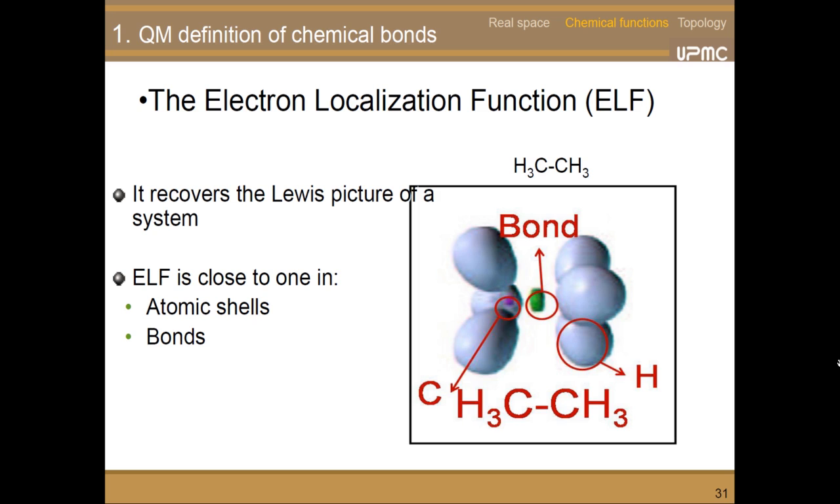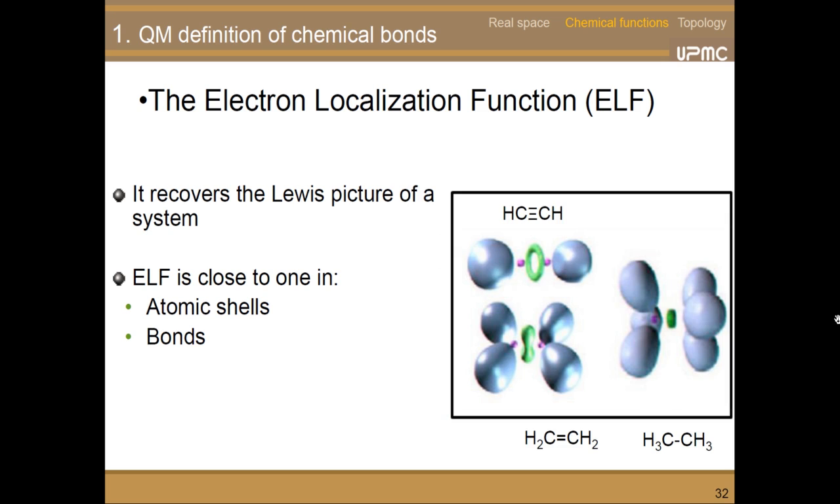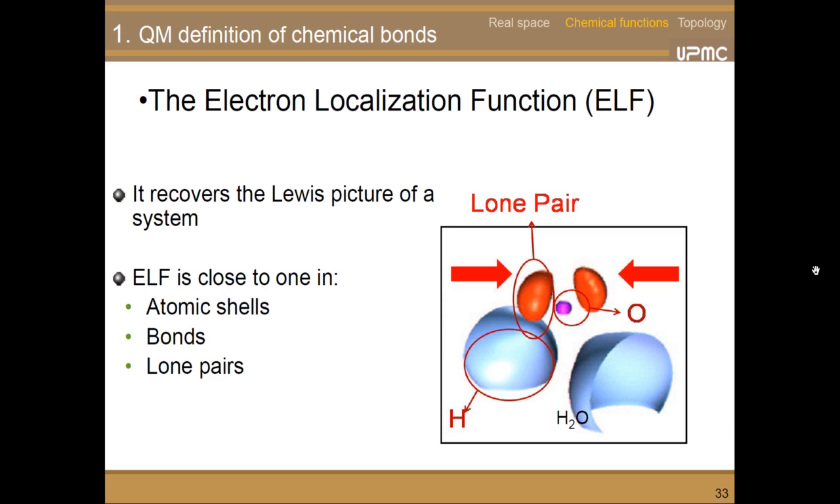We can also obtain bonds. Here you have ethane, and you see the carbon-carbon bond in green. You have the carbon core, and you have the carbon-hydrogen bonds, which are always very big, here in white. We can also differentiate different types of bonds. Here you have ethylene with the double bond, and then acetylene, which looks like that due to the infinite symmetry.